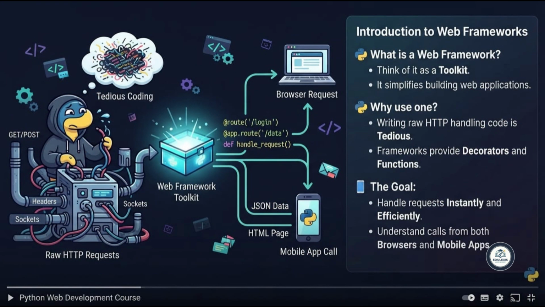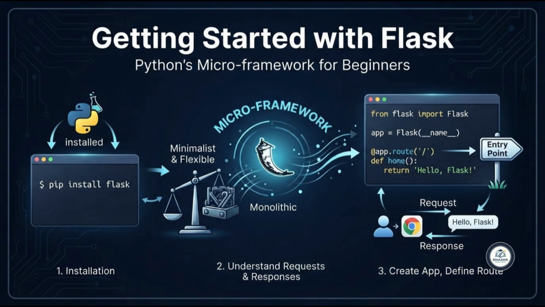First, what is a web framework? Think of it as a toolkit. Writing raw HTTP handling code is tedious. Frameworks give us decorators and functions to handle requests instantly. Whether it's a browser request or a mobile app call, your Python code needs to understand and respond to it efficiently. Let's start with Flask.